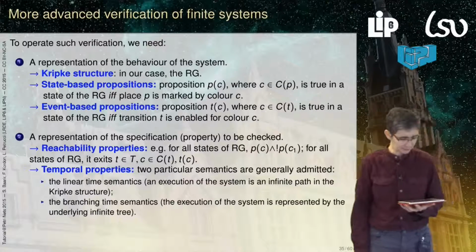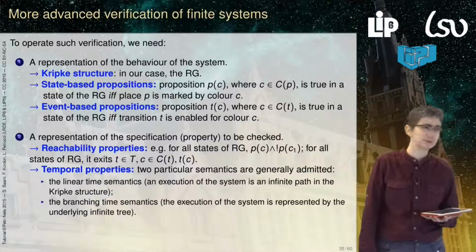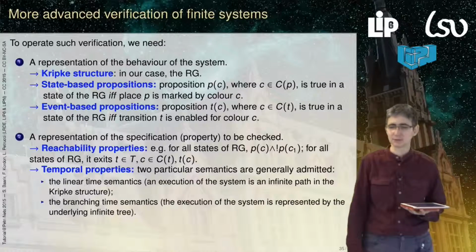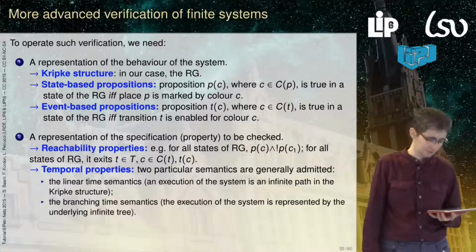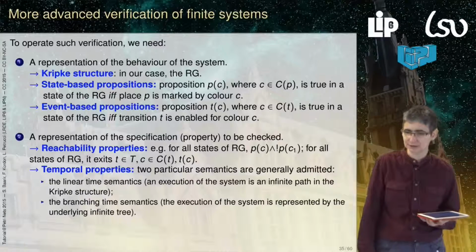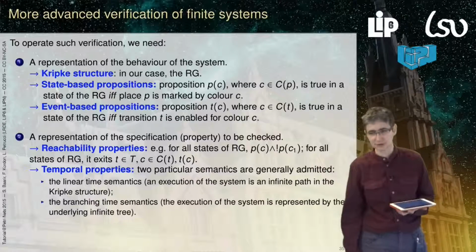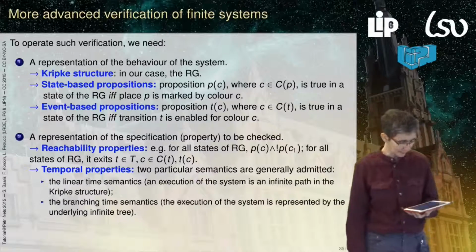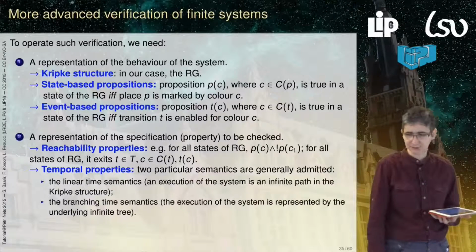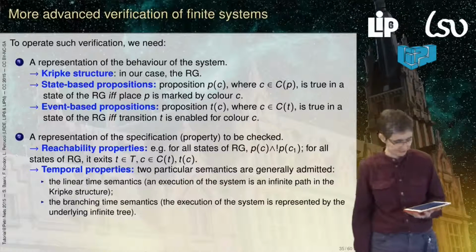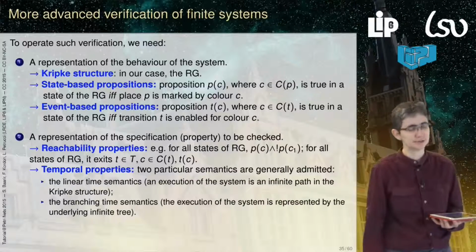And another way to express properties that we want to check on the model is also to have temporal properties, and in general two particular semantics are admitted. The linear time semantics looks at an execution of the system in the Kripke structure, and the branching time semantics looks at the execution of the system, but represented by an infinite tree.